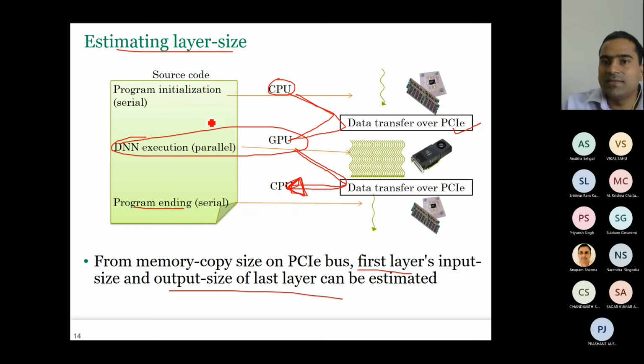Okay, so this is mapped to CPU, this is mapped to GPU, and then in between there is data transfer. Is it clear? If you remember our discussion of GPU architecture, you know how heterogeneous computing works. We have the serial or initialization parts done on the CPU, then the computations are mapped to the GPU. Finally, you have the program closing parts done on the CPU.